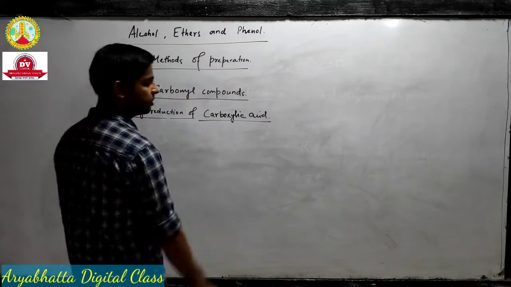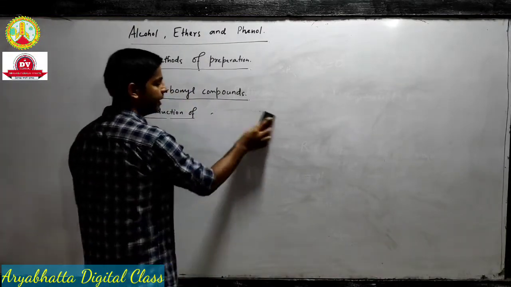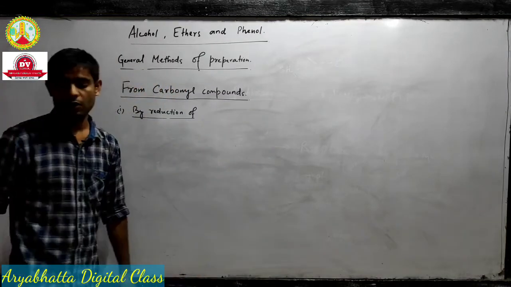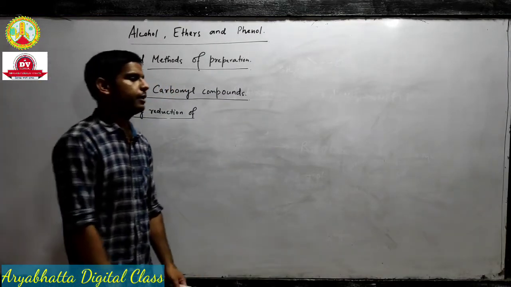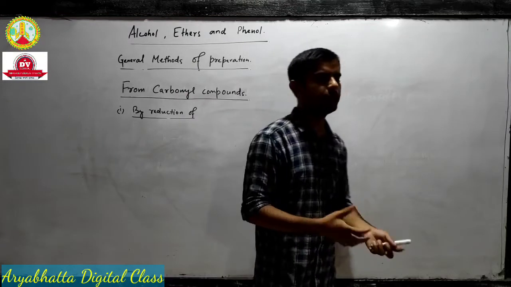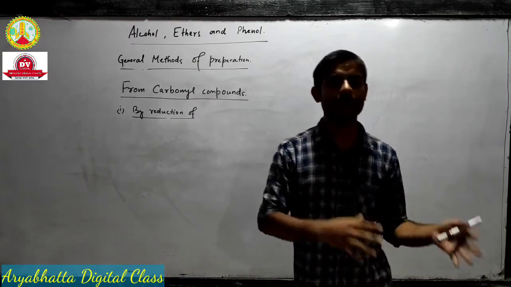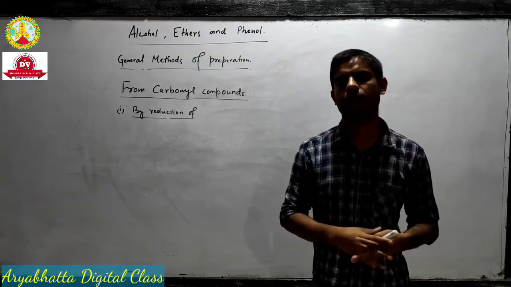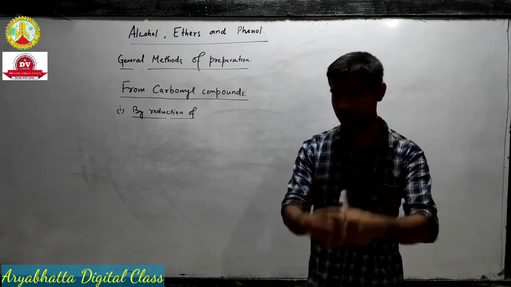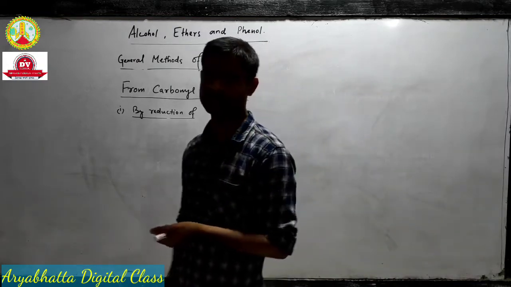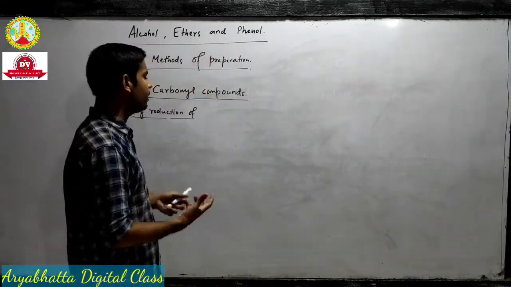Now in the reduction of carbonyl compounds like aldehydes and ketones, we saw that if we take aldehyde we get 1 degree alcohol, if we take ketones we get 2 degree alcohol. But what about 3 degree alcohols? How will we get 3 degree alcohol?